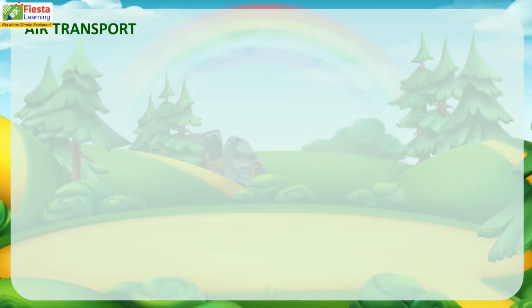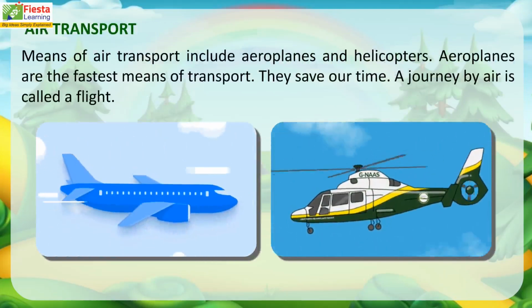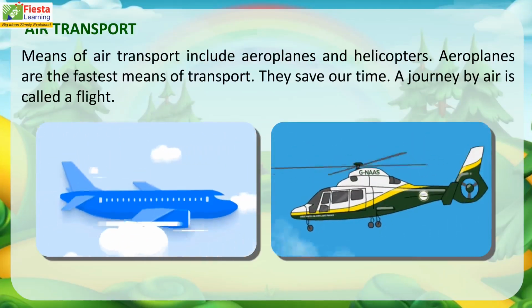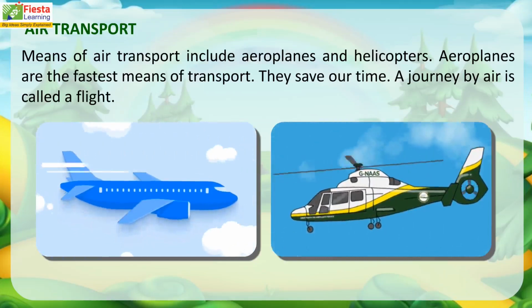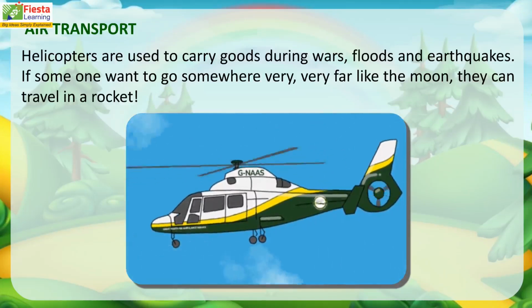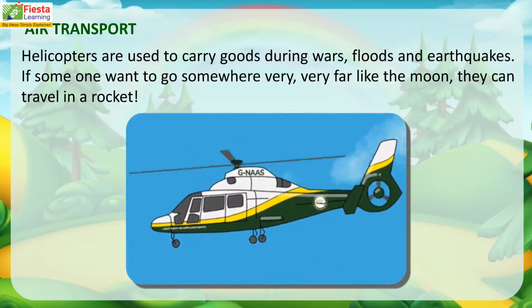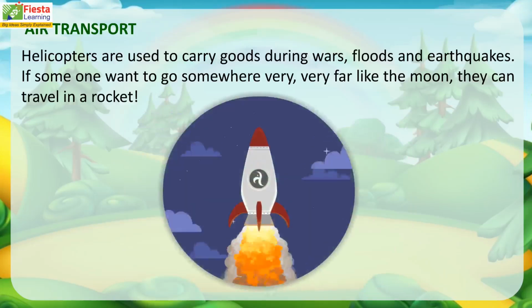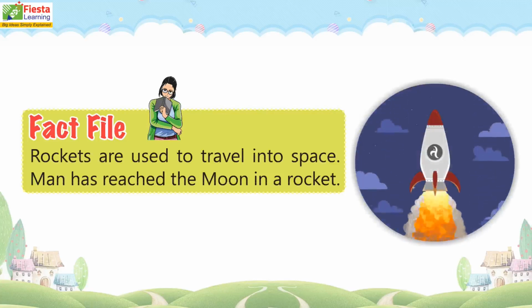Air transport. Means of air transport include aeroplanes and helicopters. Aeroplanes are the fastest means of transport. They save our time. A journey by air is called a flight. Helicopters are used to carry goods during wars, floods, and earthquakes. If someone wants to go somewhere very far, like the moon, they can travel in a rocket. Fact 5. Rockets are used to travel into space. Man has reached the moon in a rocket.